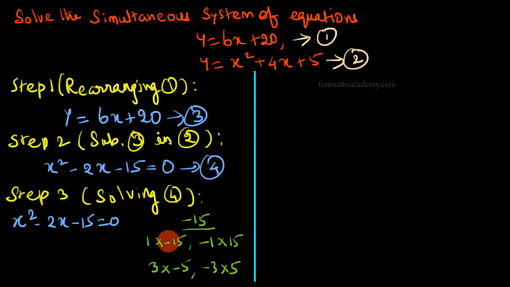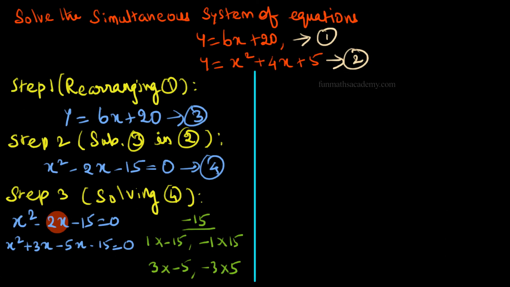When 1 and minus 15 are added, we get minus 14. When minus 1 and 15 are added, we get 14. When 3 and minus 5 are added, we get minus 2, which is the coefficient of x, right? So then, this is our factor pair. In the place of minus 2x, let us now substitute 3x minus 5x.